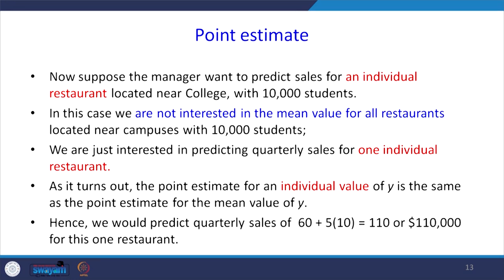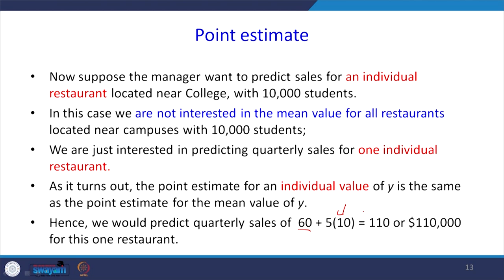Now, suppose the manager wants to predict sales of an individual restaurant located near a college with 10,000 students. In this case, we are not interested in the mean value of all restaurants located near campuses of 10,000 students. We are just interested in predicting quarterly sales of one individual restaurant. As it turns out, the point estimate for an individual value of y is the same as the point estimate for the mean value of y. Hence, we would predict quarterly sales 60 plus 5 times 10, our input, which is $110,000.